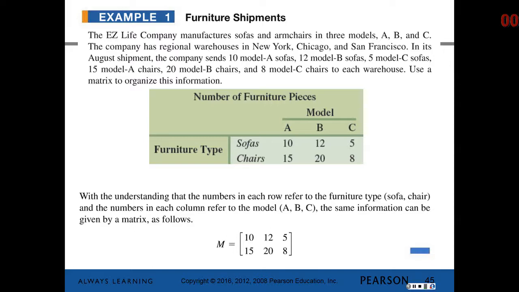So we would use a matrix to organize that information. With the understanding that the numbers in each row refer to the type of furniture, sofas and chairs, and the numbers in the columns refer to the model of those sofas and chairs, then that matrix would look like: row 1 is 10, 12, 5, and row 2 is 15, 20, and 8. Okay? So for example, this is 10 Model A sofas, and this is 15 Model A chairs.